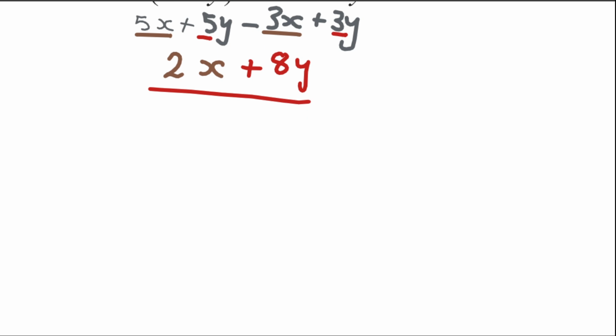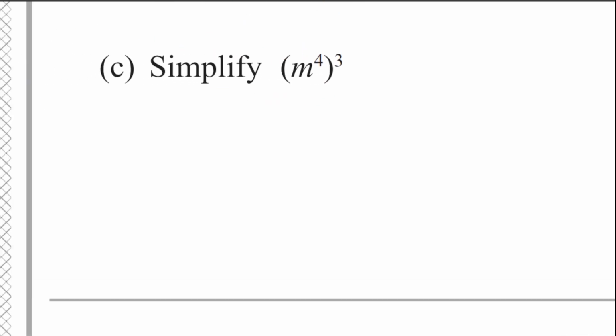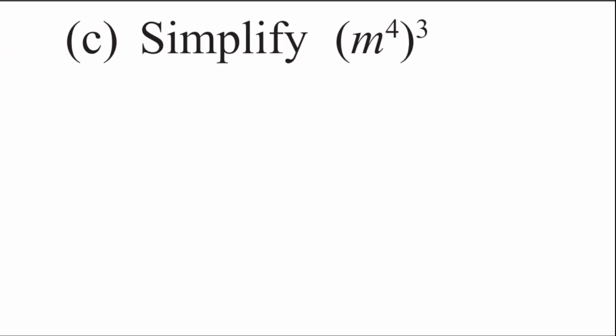It's 2 marks, imagine. Now let's look at the next part. The next part says simplify m to the power 4, to the power of 3. It's indices. The law of indices says if you have 2 indices, multiply them. So it's m to the power 4 times 3, which is m to the power of 12.